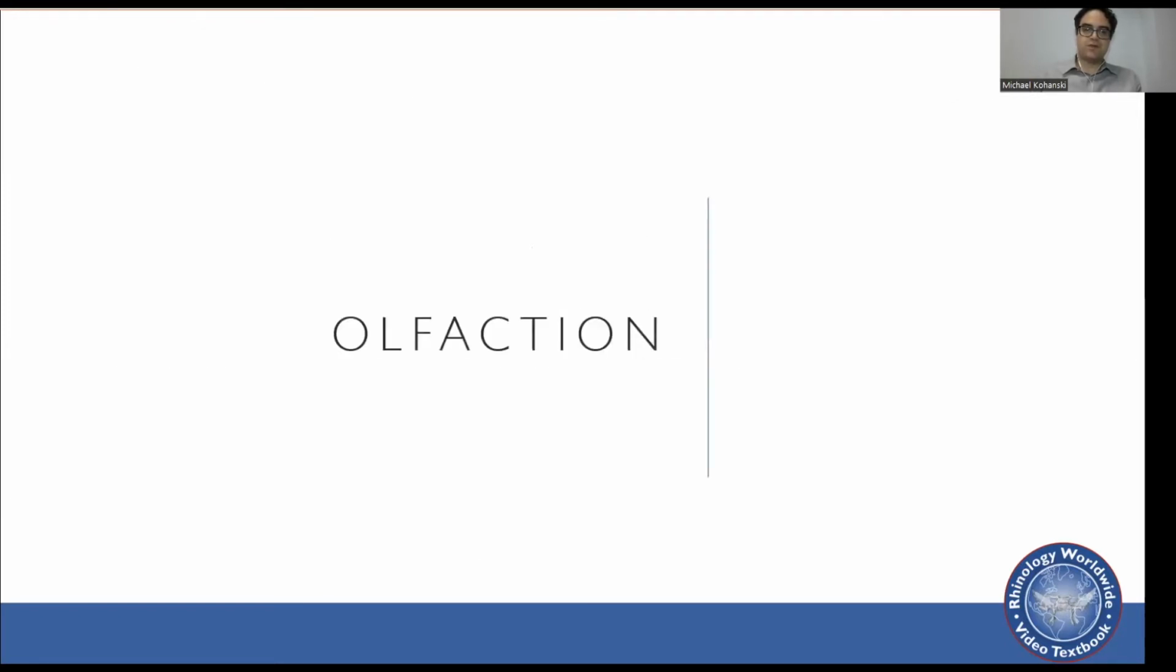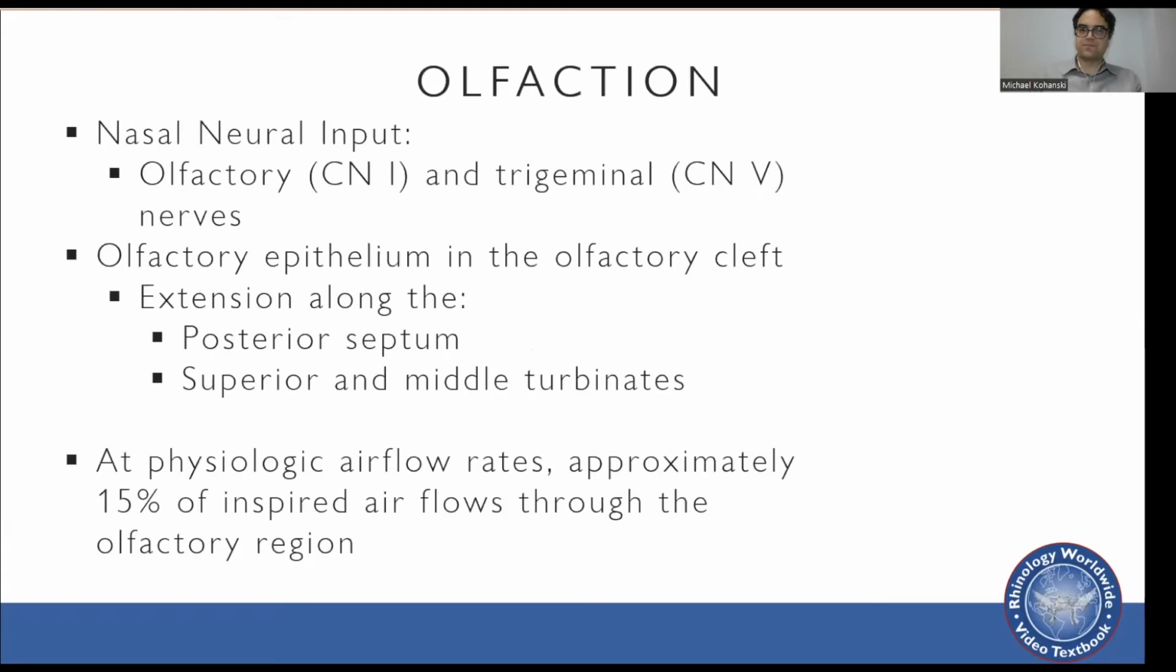So now we'll move on to discuss olfaction briefly. In the nose, there are two nerves that can sense odorants: the olfactory nerve, cranial nerve 1, and the trigeminal nerve, cranial nerve 5. The olfactory nerve connects to the olfactory epithelium and the olfactory cleft, and the olfactory epithelium has extensions along the posterior septum, as well as the superior and middle turbinates.